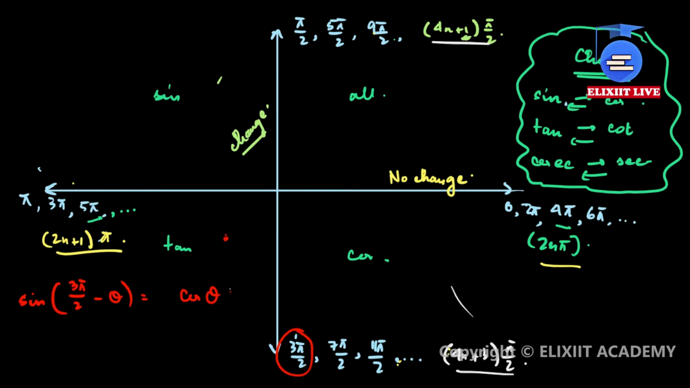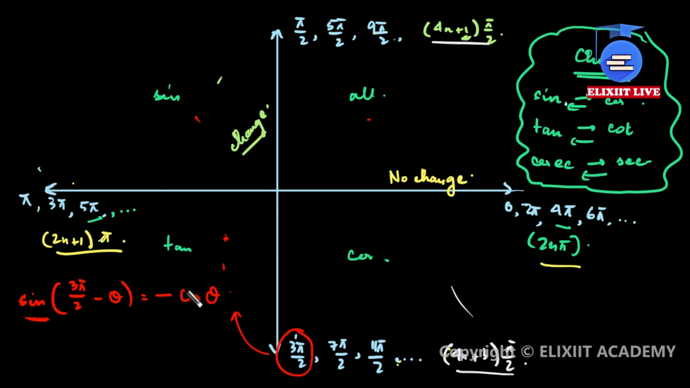Now you have to figure out whether this is minus cos theta or plus cos theta. How will you figure it out? First figure out where 3 pi by 2 minus theta is: over here in the third quadrant. In the third quadrant, only tan is positive; all other trigonometric functions are negative. Here we have sine, and sine is negative in the third quadrant, so put a minus sign over here. Is this clear, or shall I explain once again? Yes, minus cos theta.